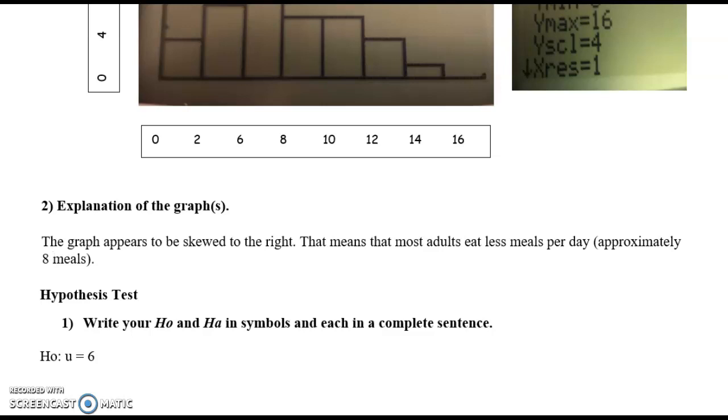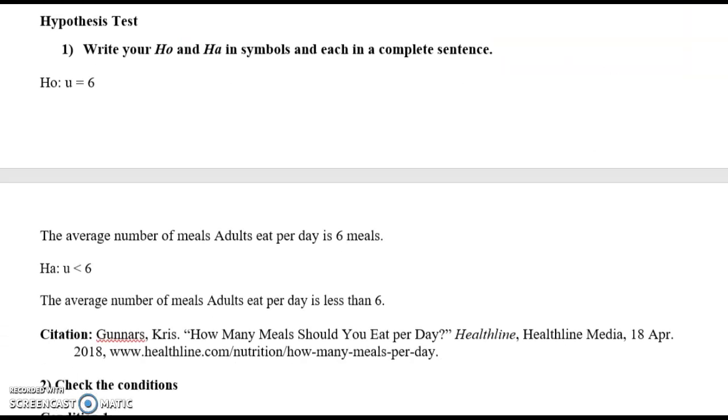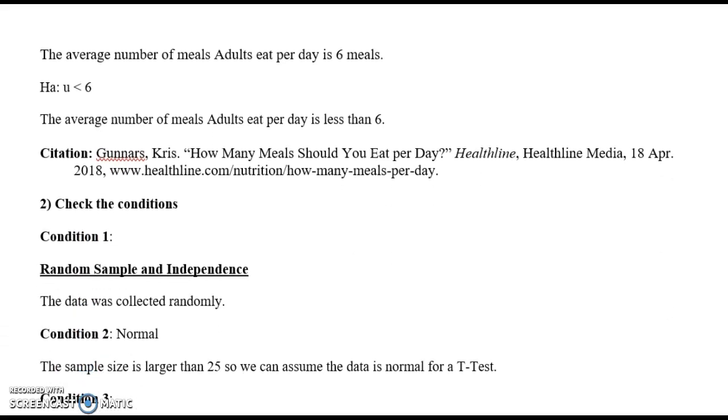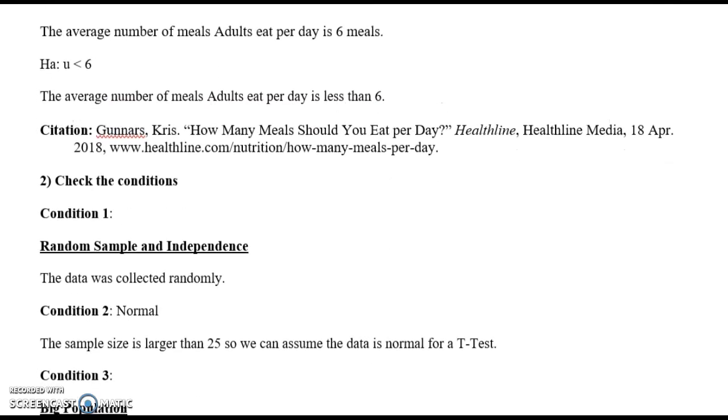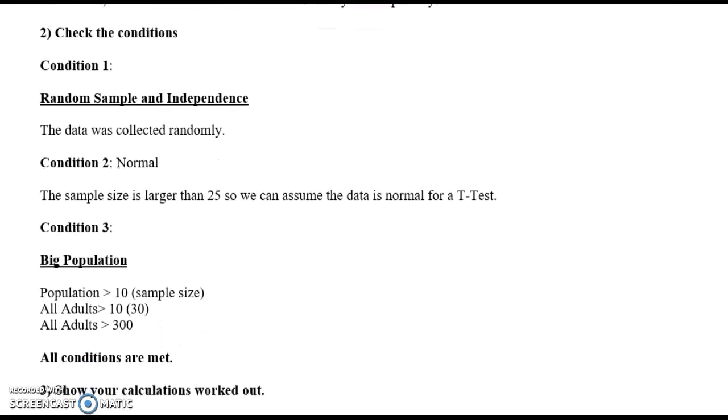So our H0 is mu equals 6. The average number of meals adults eat per day is 6 meals. Our HA is mu less than 6. The average number of meals adults eat per day is less than 6. So this is our citation right here. This is the citation. And then we're going to check the conditions.